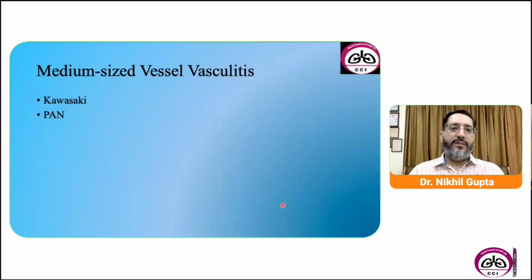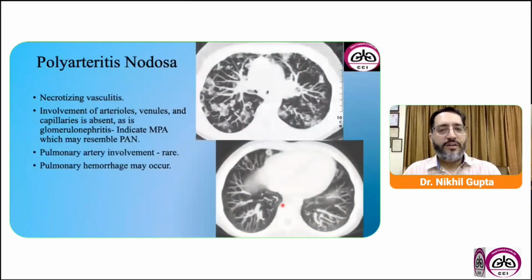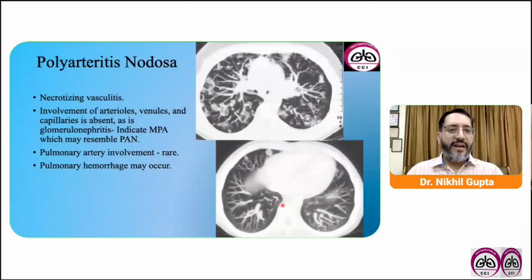Coming to medium-sized vessel vasculitis, first is PAN. PAN is a necrotizing vasculitis. Involvement of arterioles, venules, and capillaries, and kidneys are absent, which indicate MPA. That is the distinguishing point from MPA, microscopic polyangiitis. Here we can see patchy ground glass opacities due to pulmonary hemorrhage, which were cleared after immunosuppressive therapy.